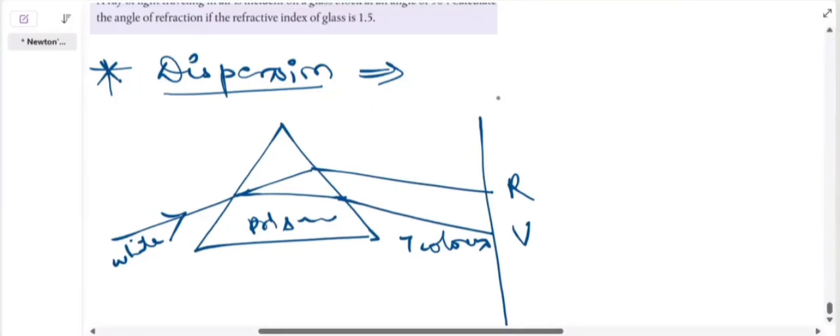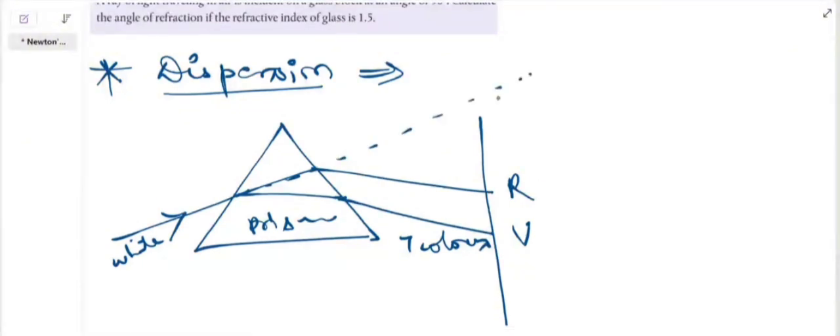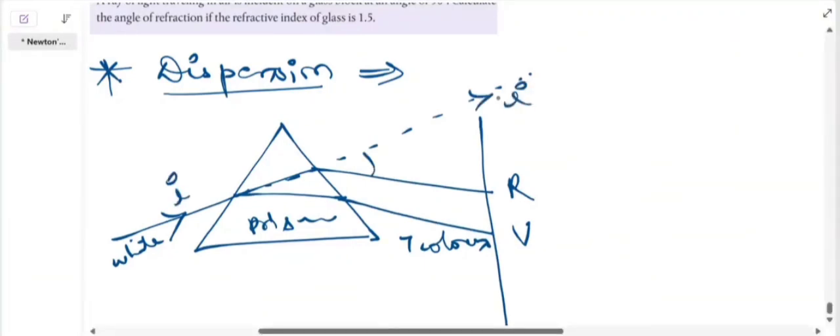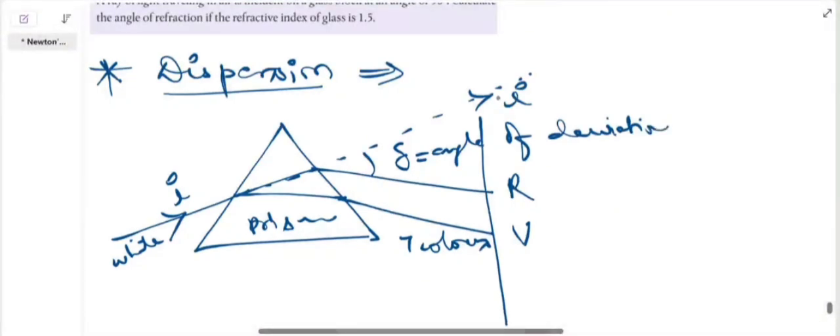Here you will always have the angle of deviation from the incident line. Like here, this is the incident line. So from here they will be deviating, creating the angle of deviation. The angle of deviation will decide which color will be formed on the screen. The angle of deviation for red is the minimum and the angle of deviation for the violet color is the maximum.